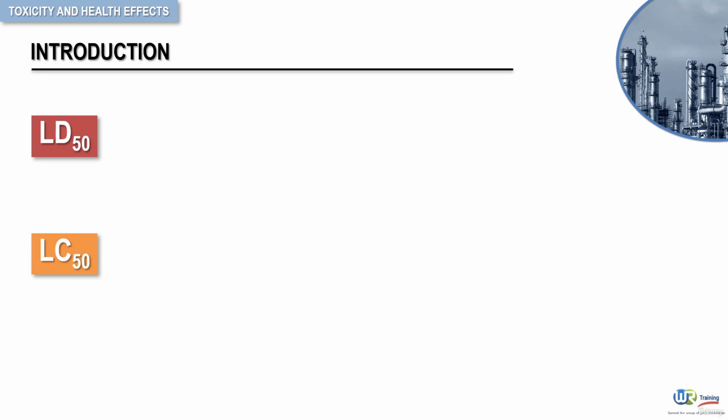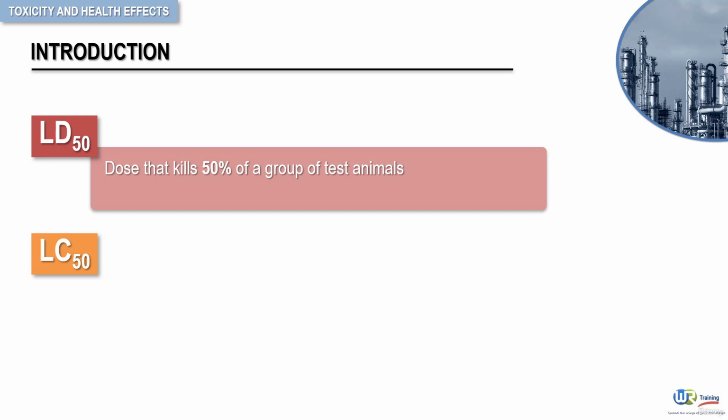LD50, or lethal dose 50%, is the dose that kills 50% of a group of test animals. The dose is administered all at once, orally or applied to the skin. It is usually expressed as milligrams of material administered per kilogram of the body weight of the test animal.